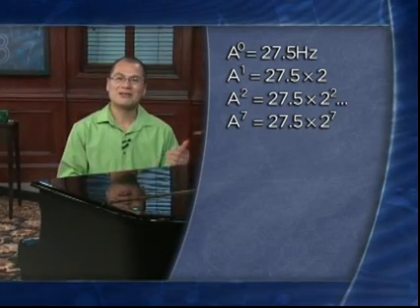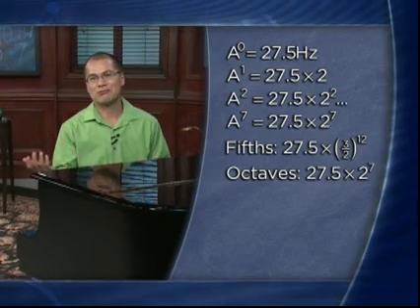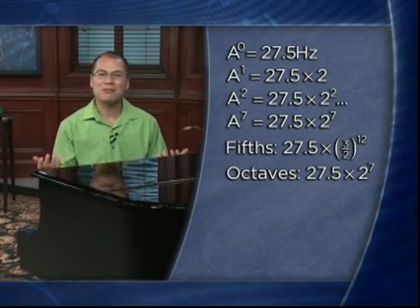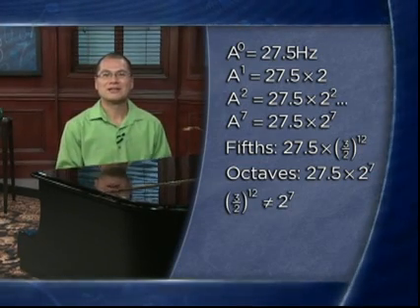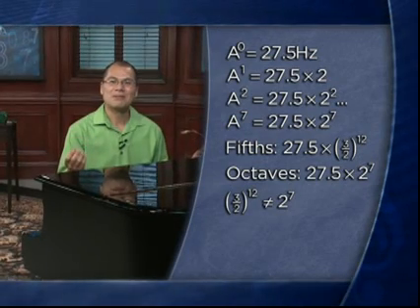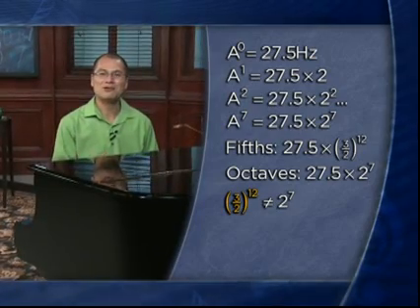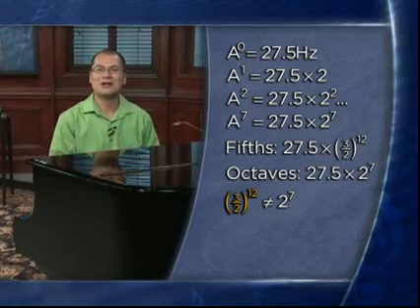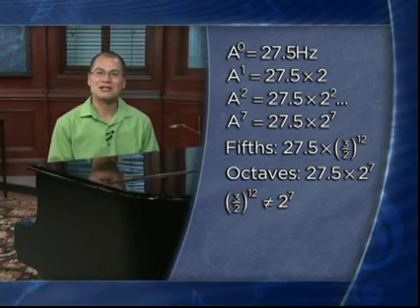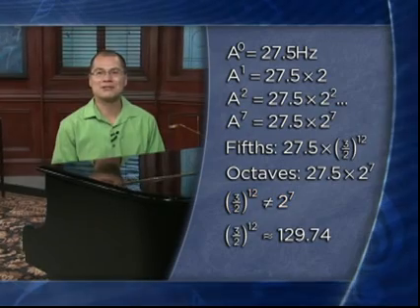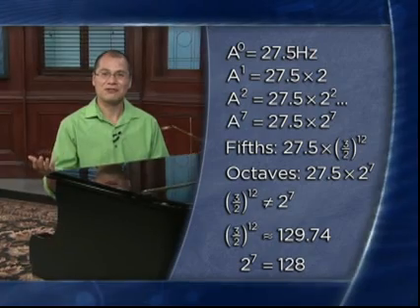Except the answers we got, the fifths were 27.5 times 3/2 to the 12th, and the octaves were 27.5 times 2 to the 7th. The problem is that those are not the same numbers. That's the problem when we try to do this. If you think about it in terms of number theory, the left side of this equation, 3/2 to the 12th, has powers of 3 over powers of 2. There's no canceling in that fraction, whereas the right side is an integer, 2 to the 7th. When we pull out a calculator and get numbers, 3/2 to the 12th is 129.74 about. 2 to the 7th is 128. Those are simply different frequencies.